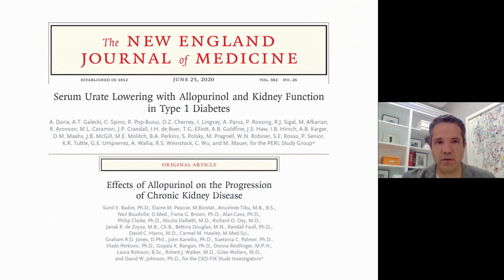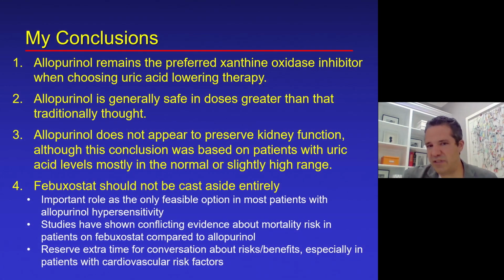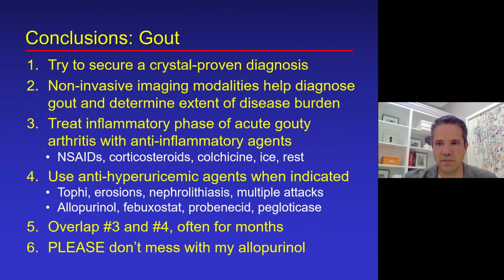So I avoid allopurinol. And for that patient, actually, I was going to mention this, allopurinol doesn't seem to have other benefits outside of lowering uric acid. It doesn't seem to help the kidneys, which has come up recently. But for the patient who can't tolerate allopurinol, febuxostat is an option. It does carry a cardiovascular black box risk, which basically needs a conversation with the patient. For me, allopurinol remains the preferred xanthine oxidase inhibitor. It is safe in doses higher than traditionally thought. And febuxostat should not be totally cast aside, but really I reserve it for patients who have hypersensitivity to allopurinol.